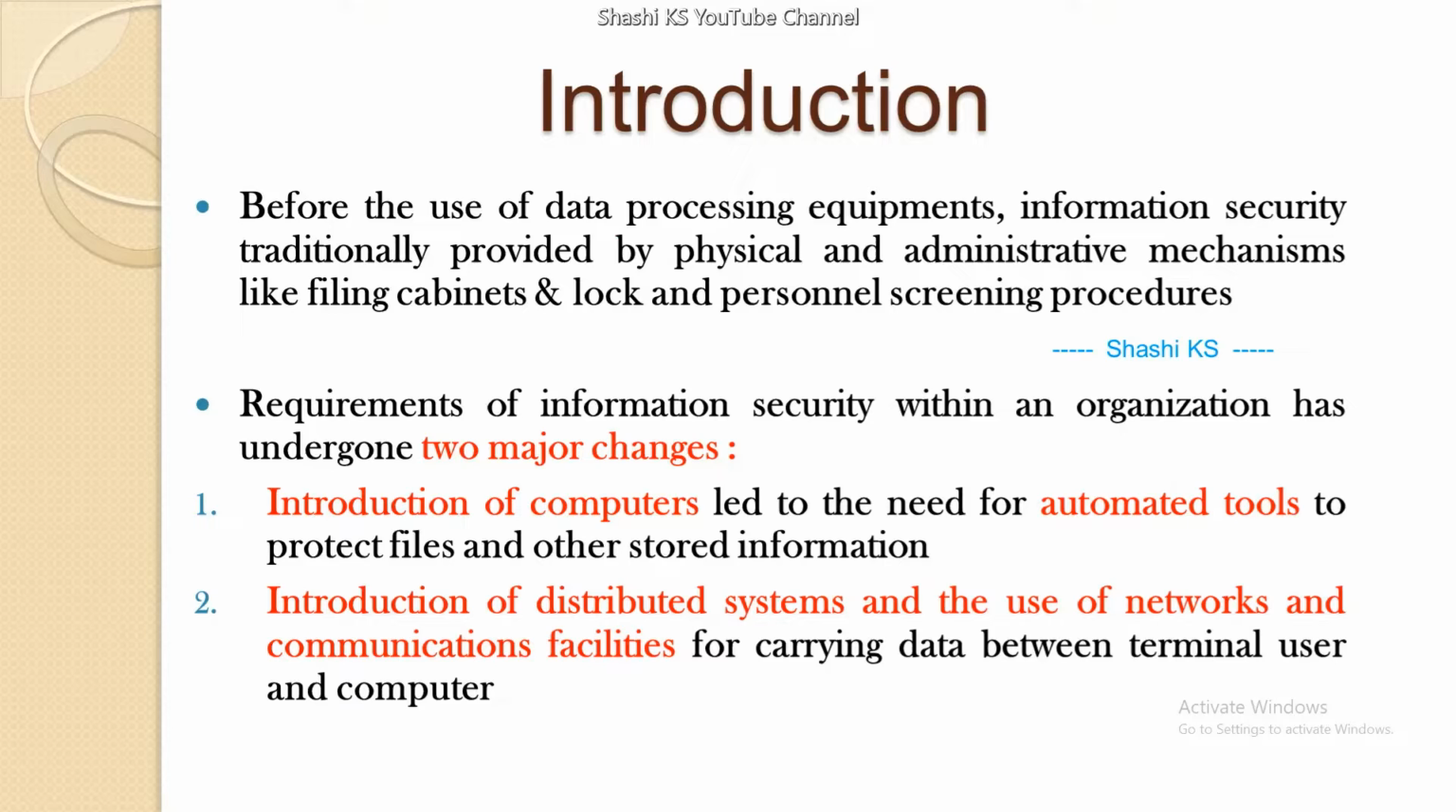So the requirements of information security for an organization underwent two major changes in later years. One is because of the introduction of computers. Due to computers, we started storing information digitally, so there is a need for us to make use of automated tools to protect those files which now exist in digital format. The other one is the introduction of distributed systems and the use of networks and communication facilities for carrying data from one computer to another computer, or between the terminal user and the computer. Because of this also, when data travels on a network or over a communication facility, we need to protect the data during transmission and prevent hackers from hacking the data. So that is about how information security has undergone major changes.